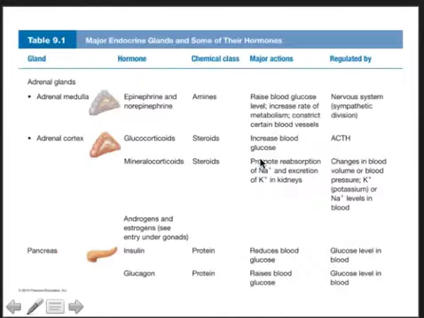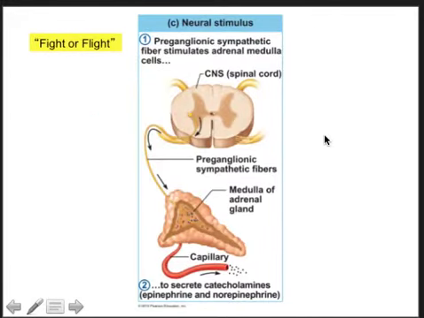And again, this is just a list of the hormones of the adrenal cortex and medulla, the gland that secretes them, the hormone that they make, the chemical class that the hormone belongs to, their actions, and how they're regulated. And so here you can see when we're talking about the adrenal medulla and the adrenal cortex, we're actually talking about two glands in one.